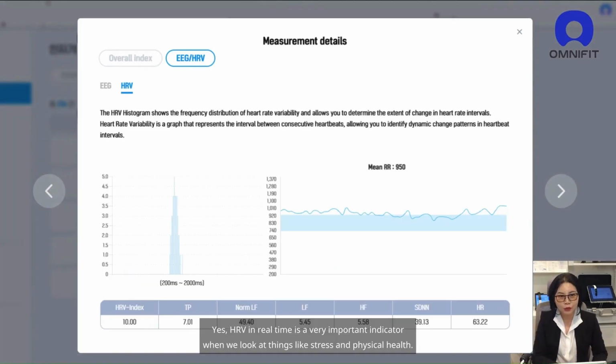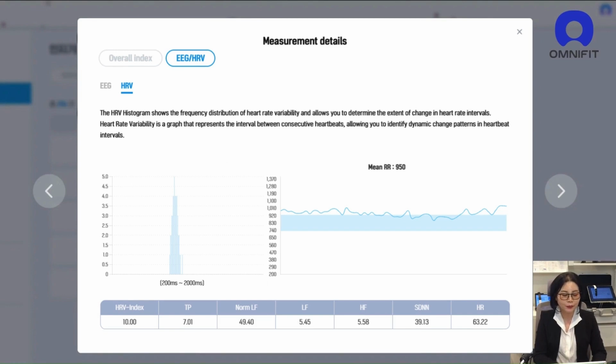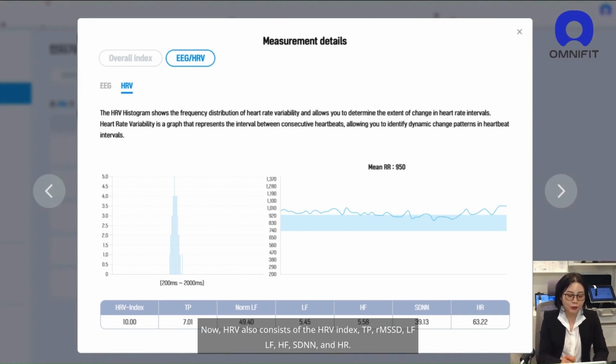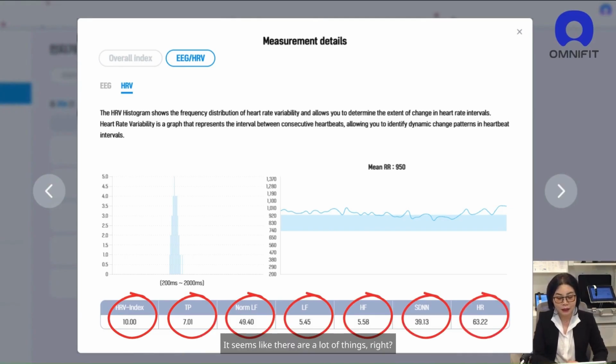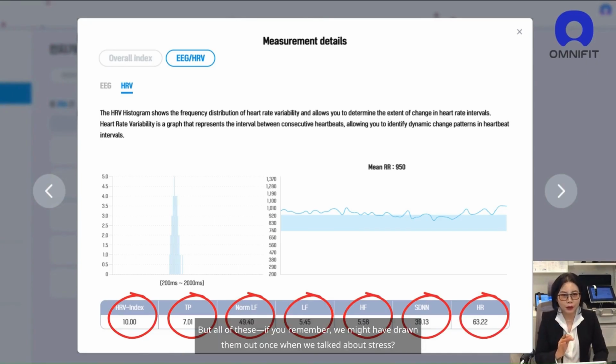Yes, HRV in real time is a very important indicator when we look at things like stress and physical health. Now, HRV also consists of the HRV index, TP, RMSSD, LF, HF, SDNN, and HR. It seems like there are a lot of things, right? But all of these, if you remember, we might have drawn them out once when we talked about stress.